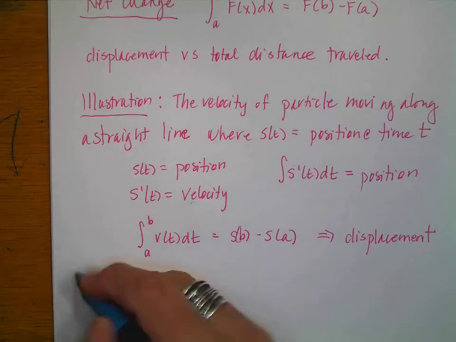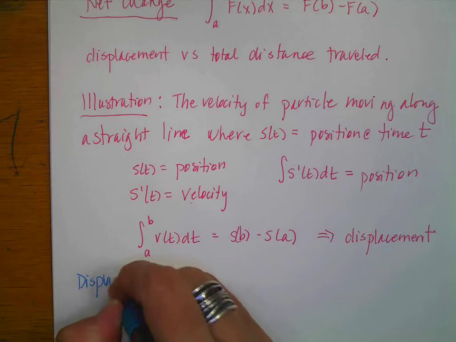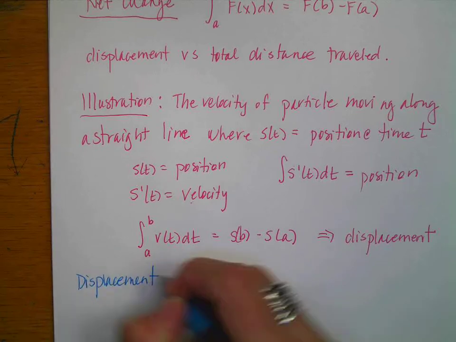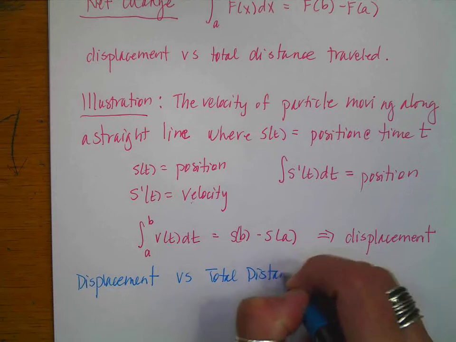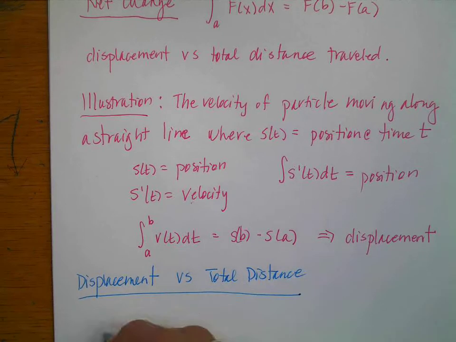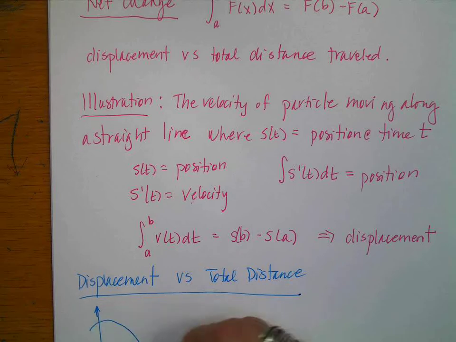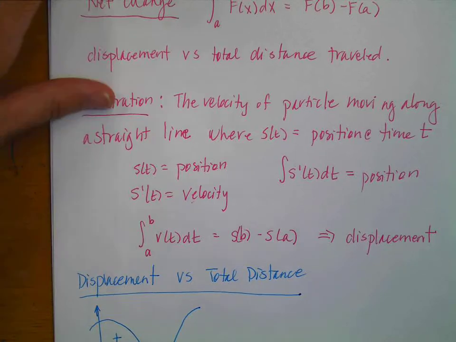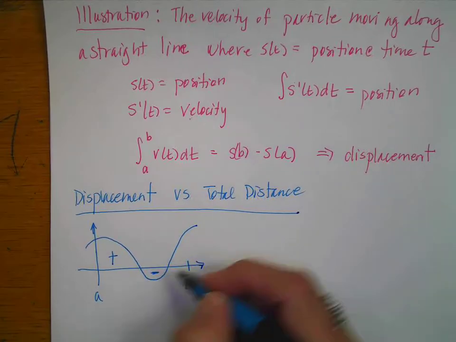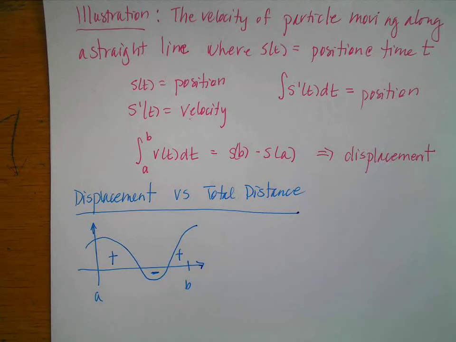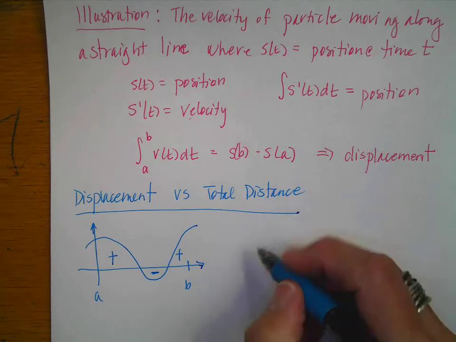Okay, so the next thing I want to talk about is displacement versus total distance. And we're going to talk about it from a graph. Here's my handy dandy graph, and let's say I have a function, and let's say this is A and this is B. This is a positive area, this is a negative area, and this is a positive area.